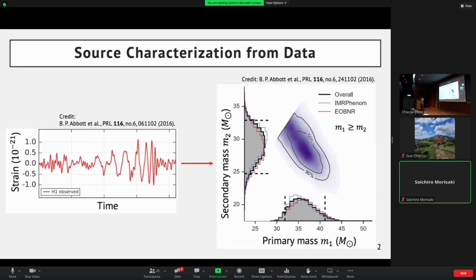So the ringdown actually affects CBC parameter estimation for high masses. For high mass events, the ringdown part can be in the sensitive band of the detector, and we can measure the frequency of the dominant ringdown mode. By measuring that dominant frequency, we can infer some combination of the remnant mass and spin, and using that information we can break the degeneracy between masses and spins and measure each of the parameters more precisely. So that affects the parameter estimation.